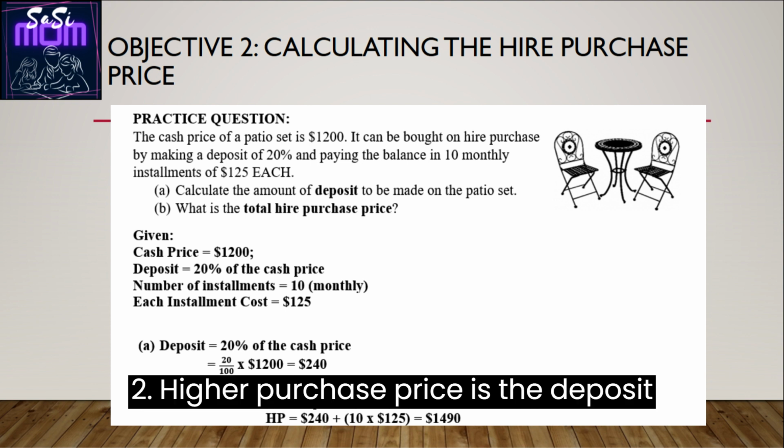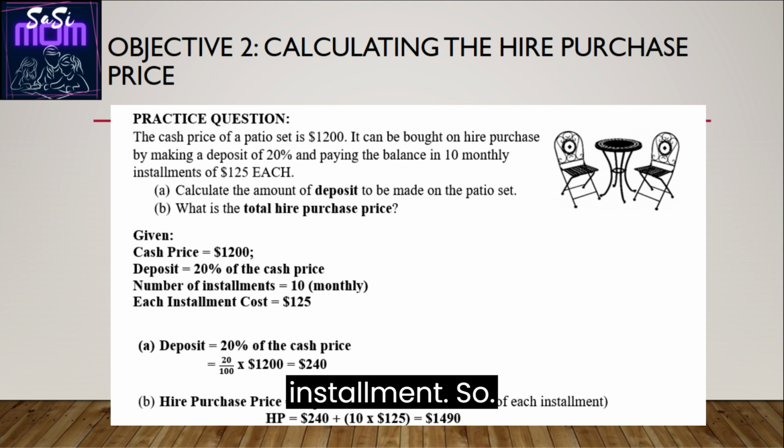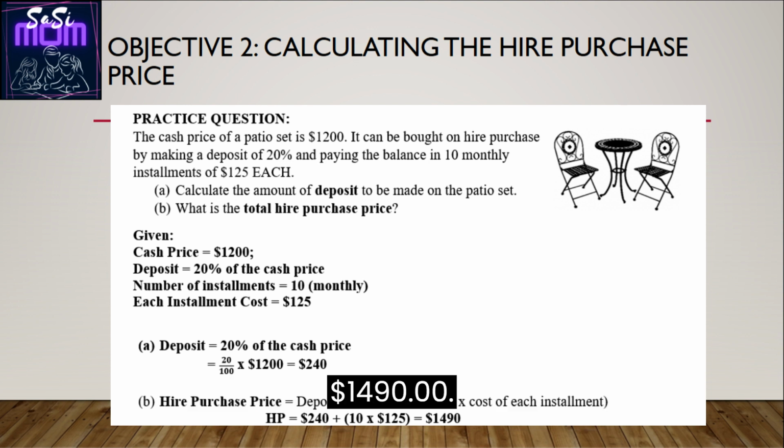Part 2. Hire purchase price is the deposit added to the product of the number of installments and the cost of each installment. So, hire purchase price is $240 added to the product of 10 and $125 to be $1,490. Therefore hire purchase price is $1,490.